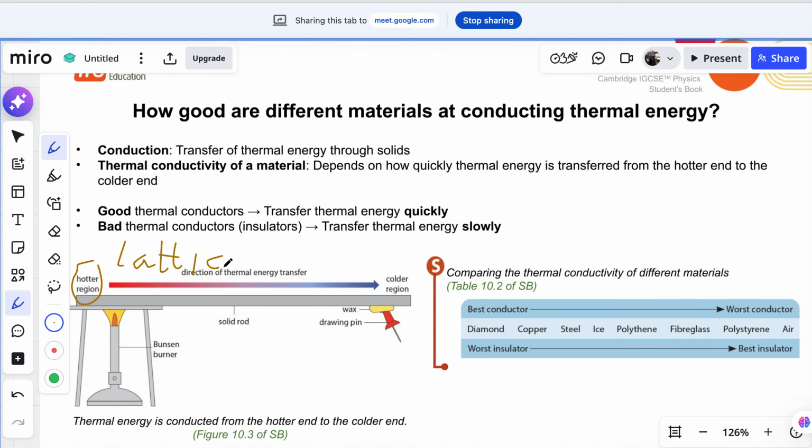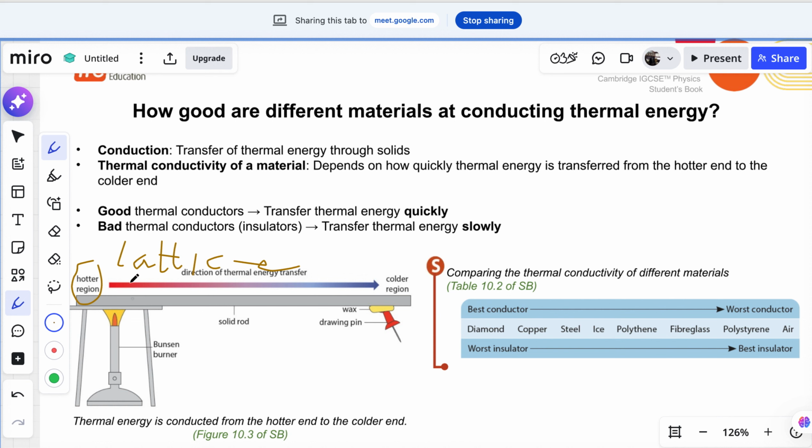Lattice vibration. The particles vibrate, and then there are the free mobile electrons in this metal. Free mobile electrons carry the heat energy from one spot to another, to this cold region. So the heat flows here.